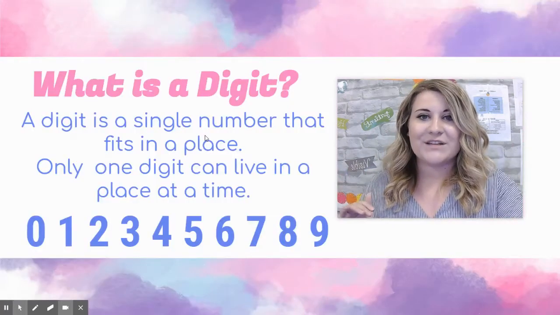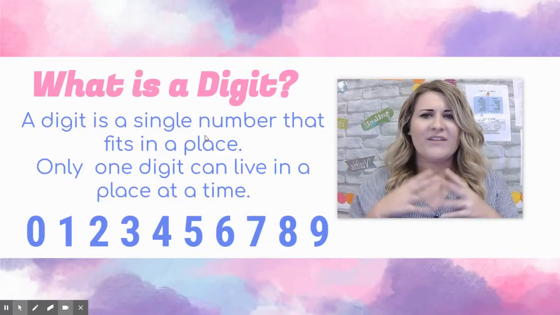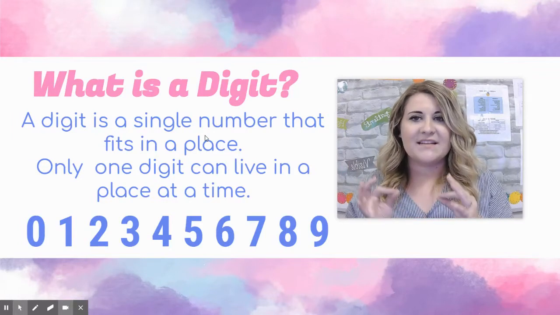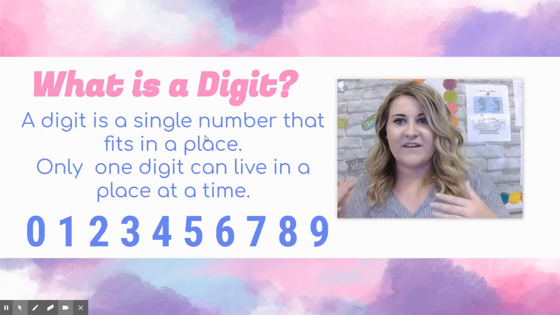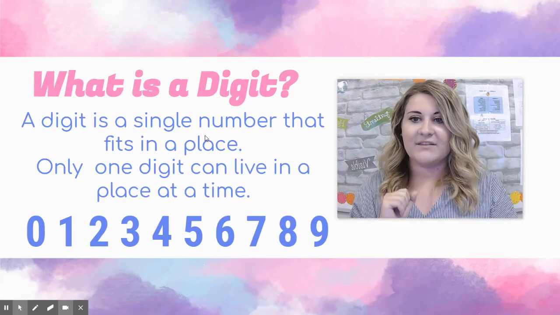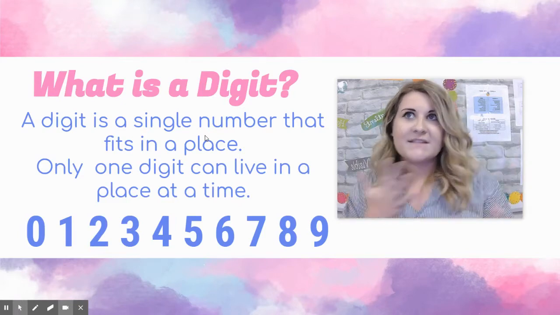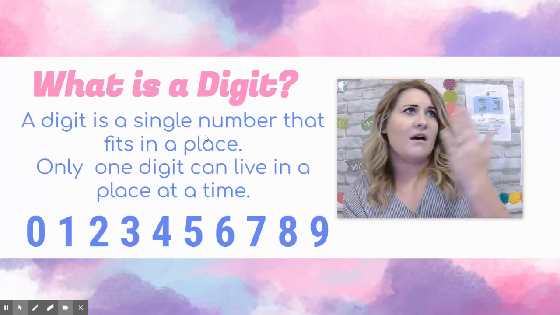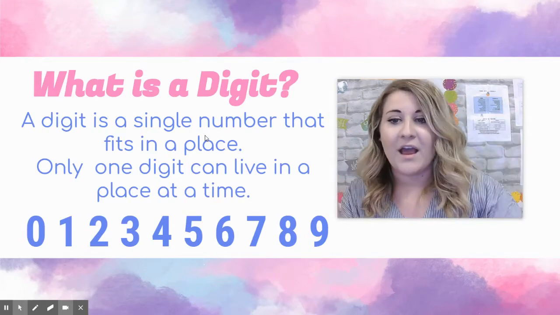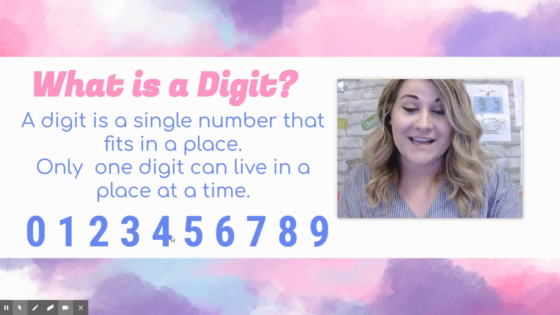Okay. We're also going to talk about what is a digit. We've kind of touched on this a little bit. A digit is a single number that fits in a place, and only one digit can live in a place at a time. So we got all the single numbers. Now put your hands up. That's all these numbers right here. All of these guys are the single numbers.